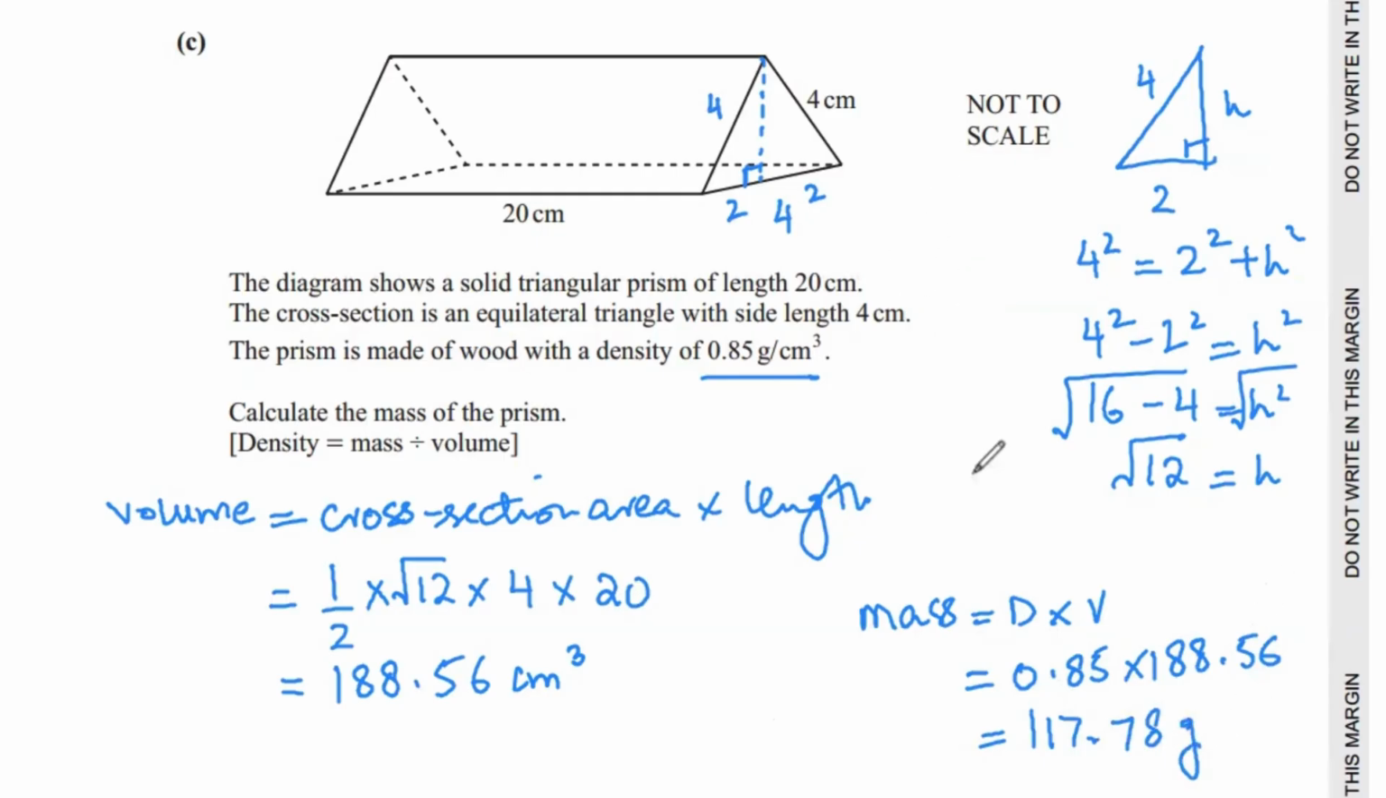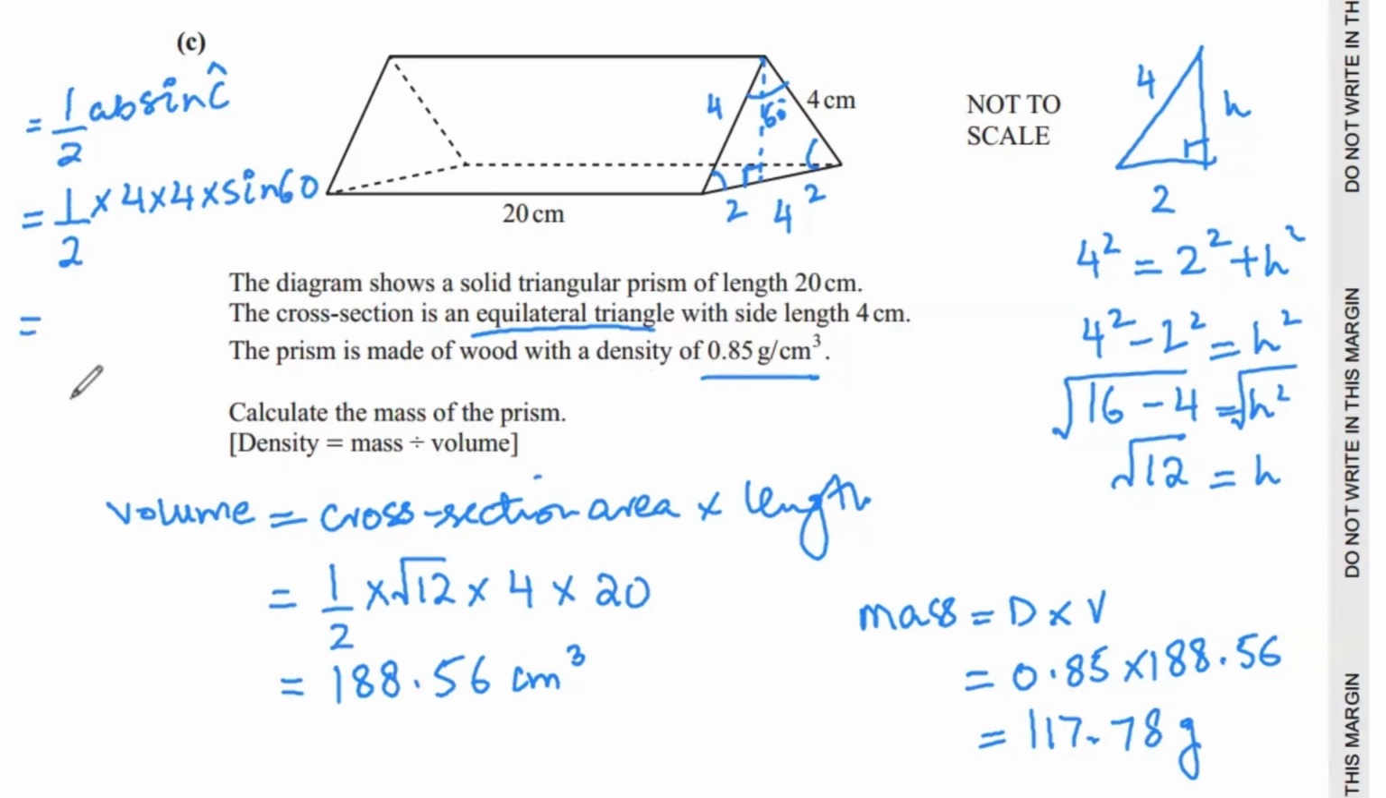An alternate method for finding the area of the triangle was 1 over 2 ab sine C. We can use this formula. For this formula to be used, we need two lengths and the angle between them. So the two lengths are 4 and 4. And since it's an equilateral triangle, all angles are 60. So we could have done 1 over 2 times 4 times 4 times sine of 60. And that would have given us the area.